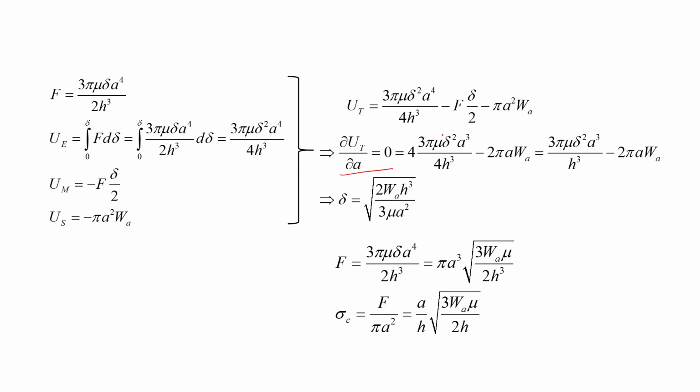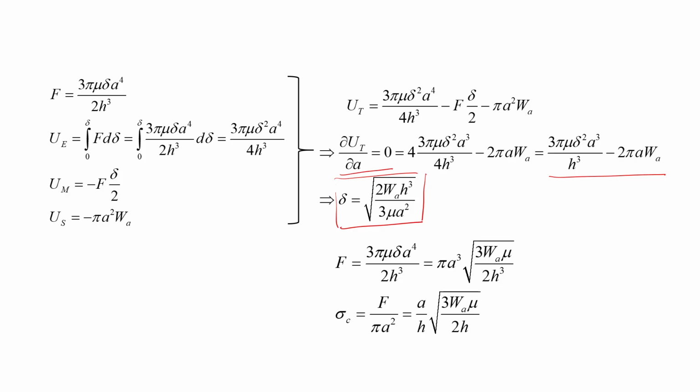So, it is 4 times 3 pi mu delta squared a cube by 4 h cube, minus 2 pi a W_A. Finally, we have this, and this leads to this expression for delta, square root of 2 W_A h cube by 3 mu a squared. So, this is the critical delta, the pull-off distance that needs to be there in order for the top plate to separate from this elastic film.